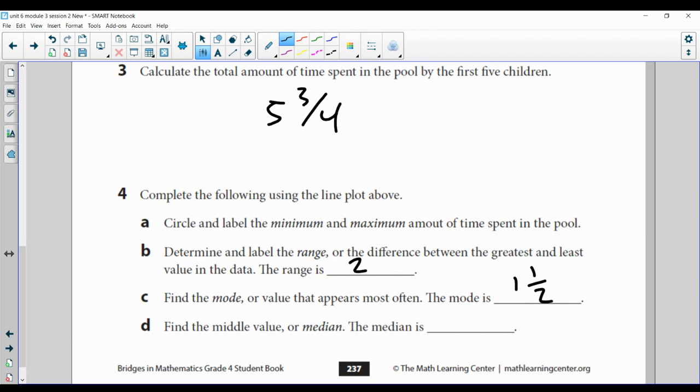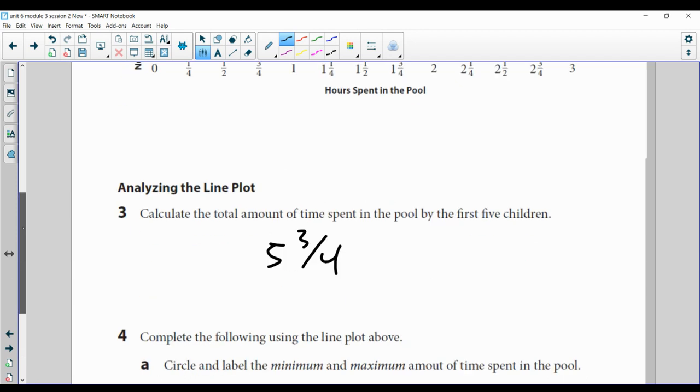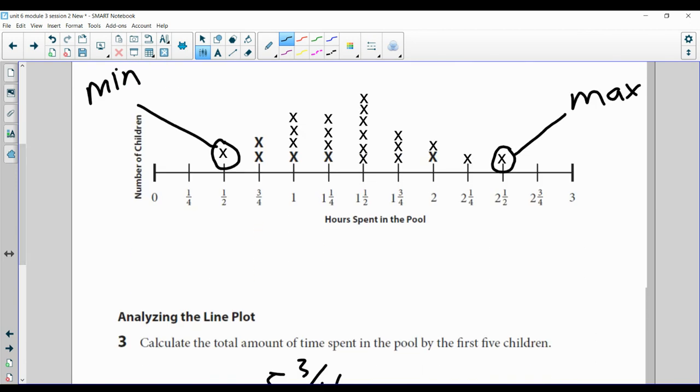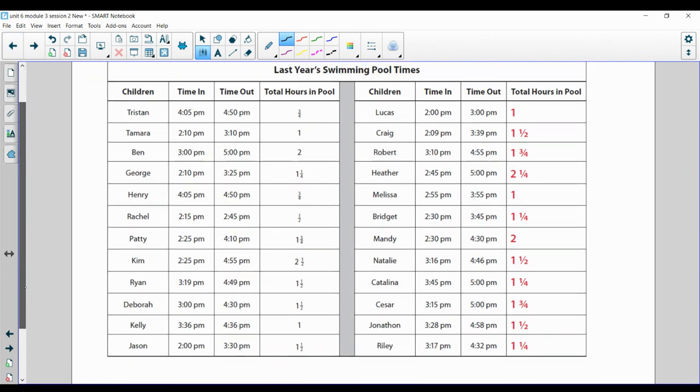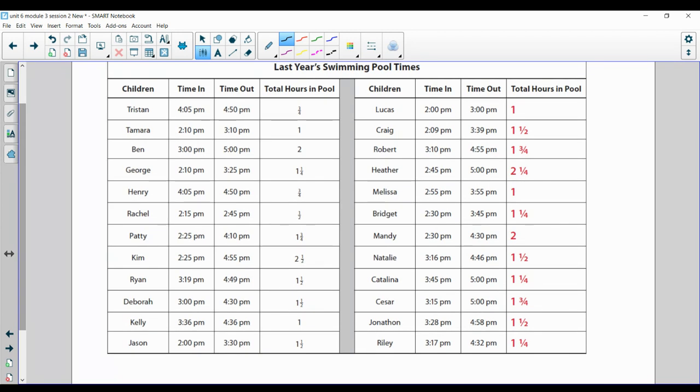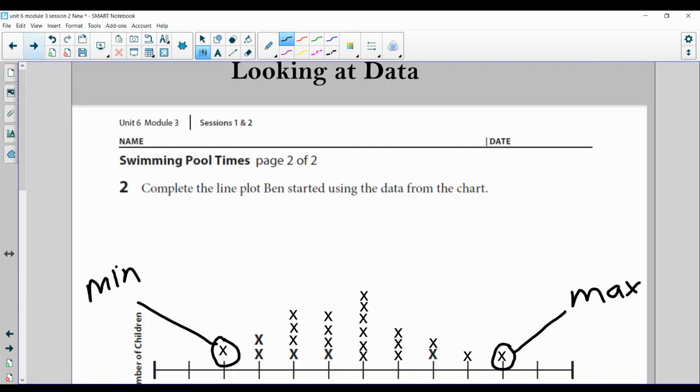Then find the middle value, or the median. So remember that median one, we have to line up our X's, which by doing a line plot, they already are lined up. If I just gave you this chart right here and I said find the median, you wouldn't be able to find it right away. It would be kind of tricky. You'd ultimately probably line them all up again and have to do what we did on our line plot. So right here we have them lined up nicely.